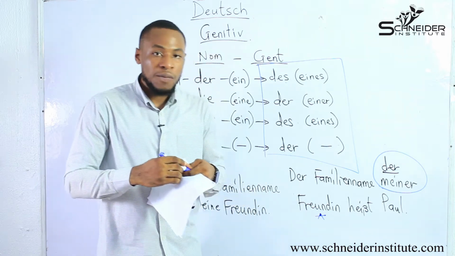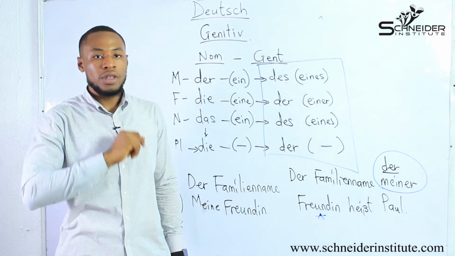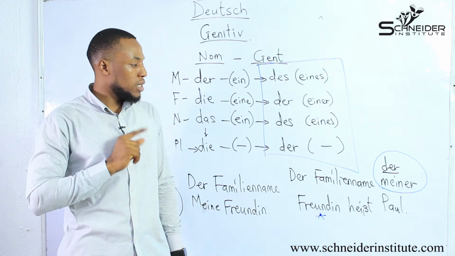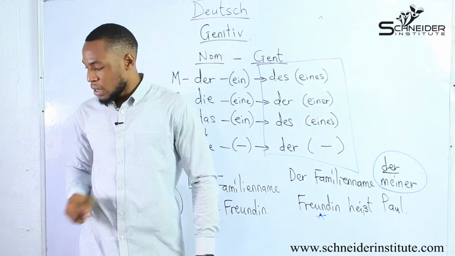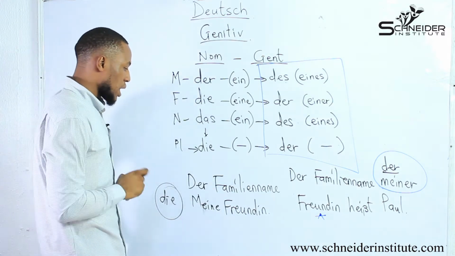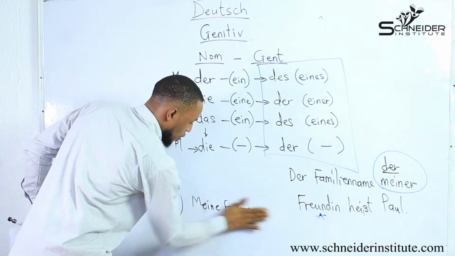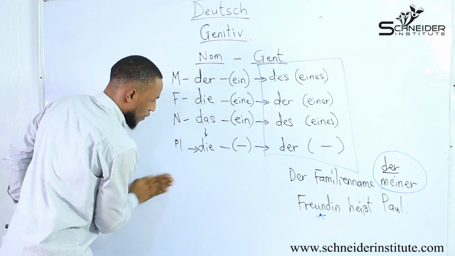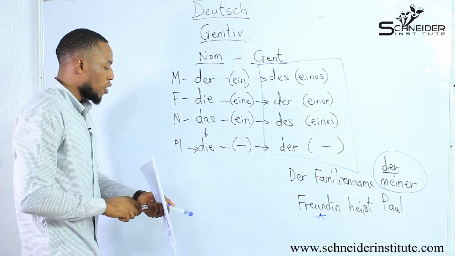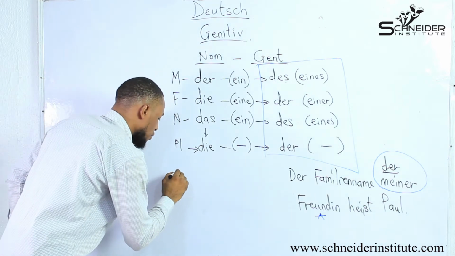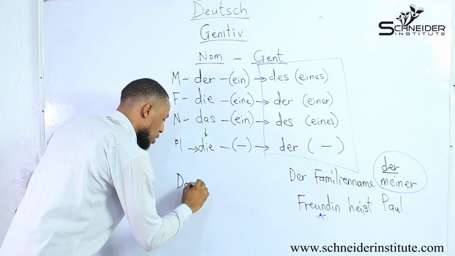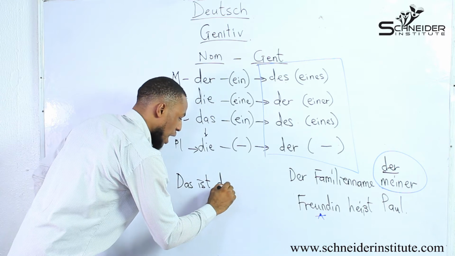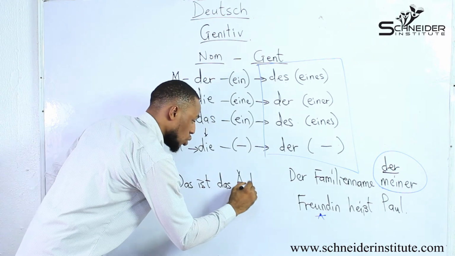I want to say that is the car of the man. How do we write that? I'm going to write that over here. That is the car of the man. So I'm going to have das ist das Auto.